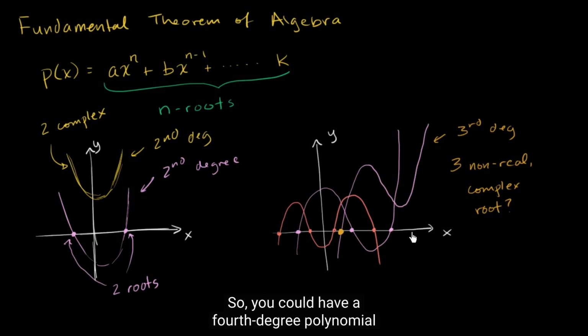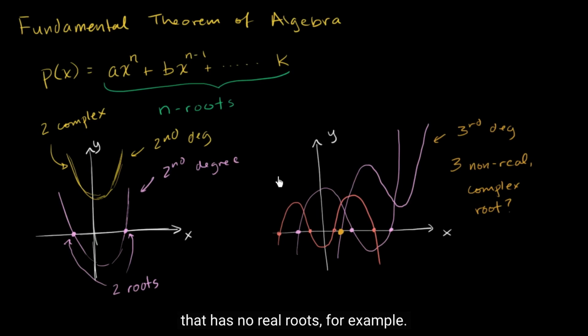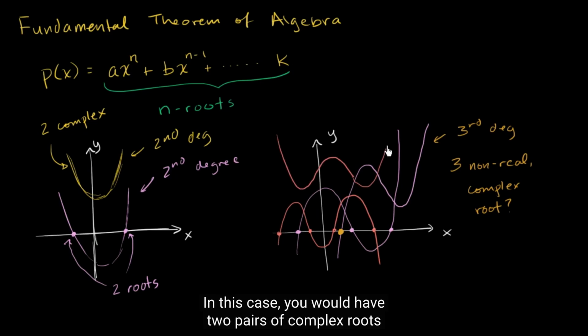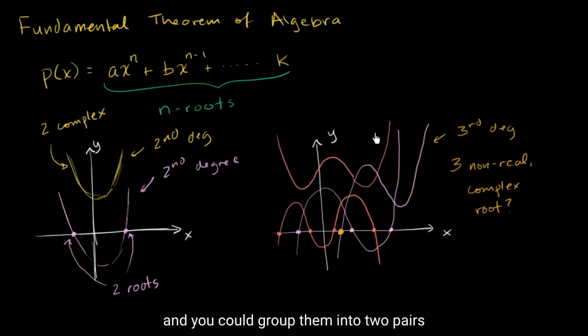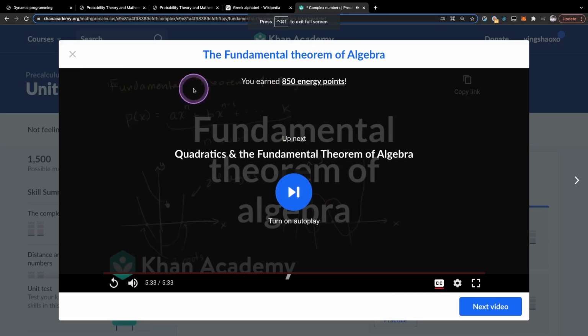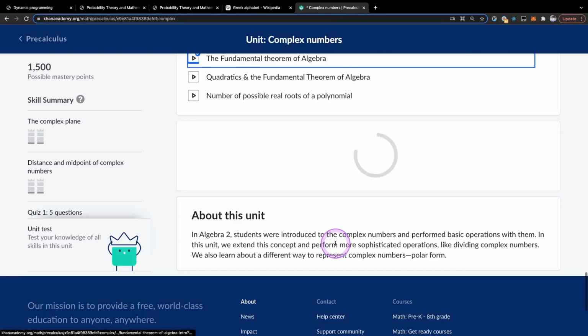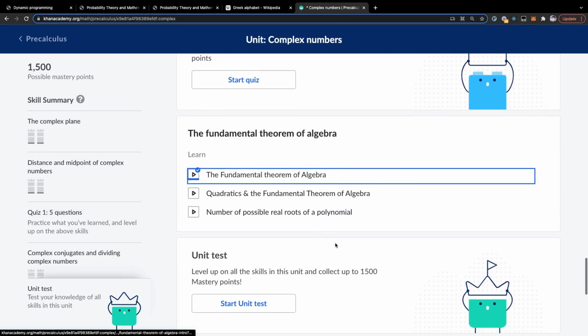So you could have a fourth degree polynomial that has no real roots. For example, something might look something like this. In this case, you would have 2 pairs of complex roots, or 4 non-real complex roots, and you could group them into 2 pairs where in each pair you have conjugates, and we'll see that in the next video. I don't know what the point of this video is, because even if we know how many roots an expression should have, that doesn't solve any problem.